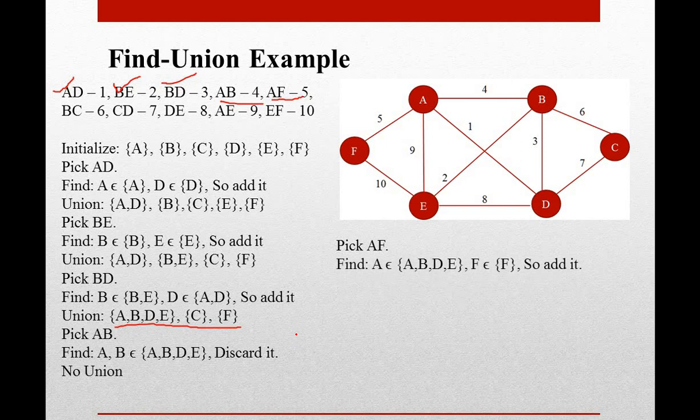Now A belongs to A, B, D, E, F belongs to F. So these are 2 different sets. So we add it and we do a union. So A, B, D, E, F, and we have set C.